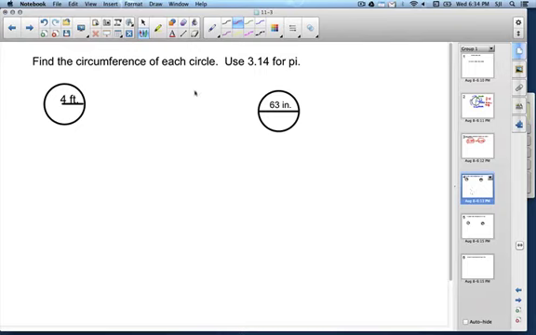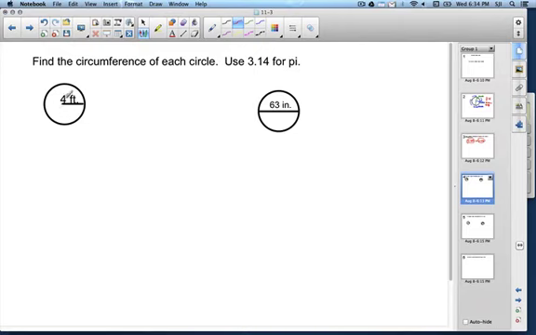So let's give this a try. We have two examples that we're going to use here, and it says find the circumference of each circle. Use 3.14 for pi. So that means in all of our calculations for these examples, we're going to use 3.14 for pi. So let's look at this first one.